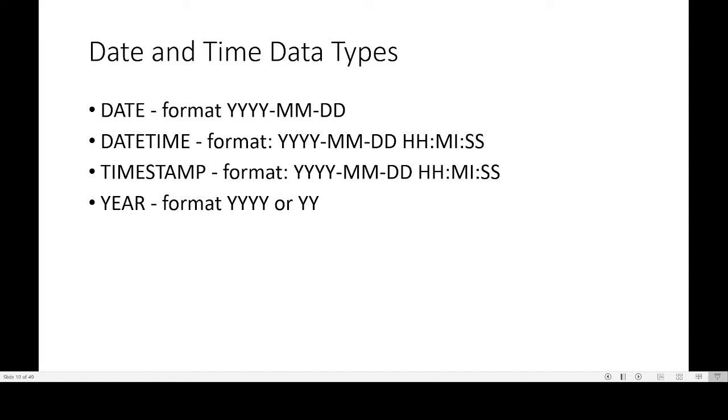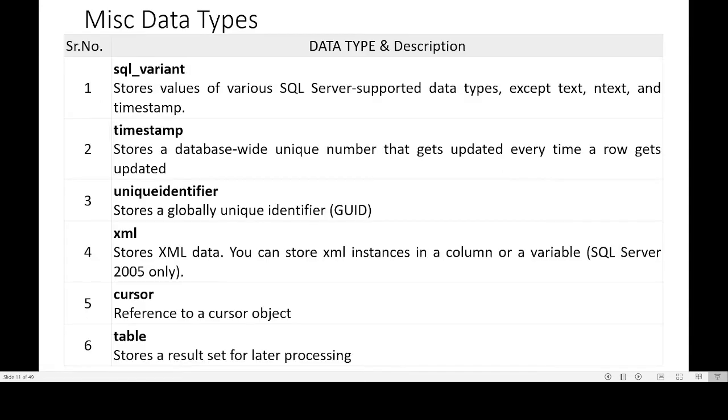Then the datetime format is like we'll be giving the date in year format, then month, date, and then hour, minute and second. Then the timestamp format is also similar: year, month, then day, and then hour, minutes and seconds. Then the year format we can enter as 4 digits, or we can make it the last 2 digits for the year format.